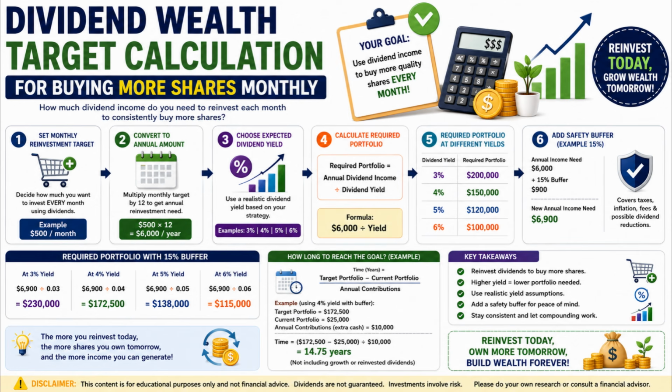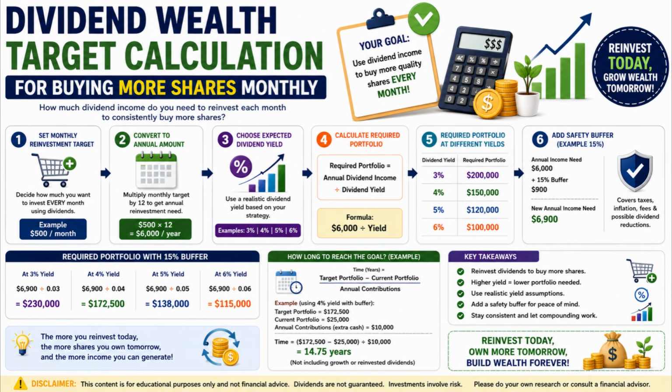In addition, it is helpful to estimate how long it may take to reach the goal. To do that, subtract your current portfolio from your target portfolio and then divide the gap by your annual contributions. For example, if your target portfolio is $172,500 using a 4% yield with buffer, and your current portfolio is $25,000, then the remaining gap is $147,500. If you contribute $10,000 per year, the estimated time to reach the goal is about 14.75 years.